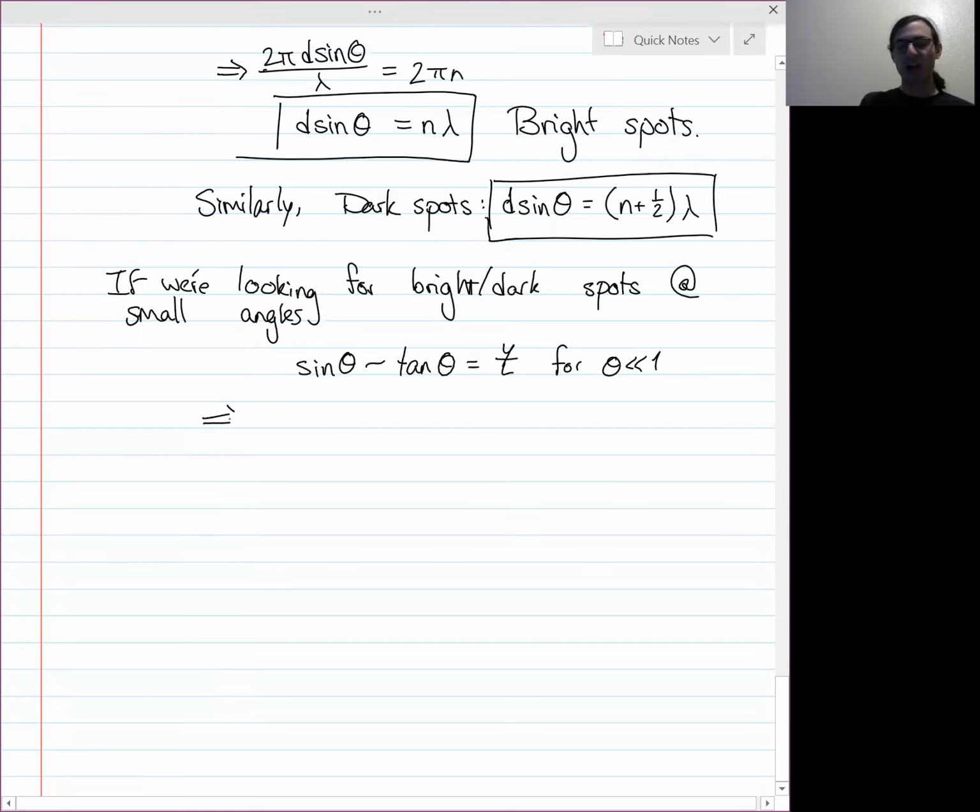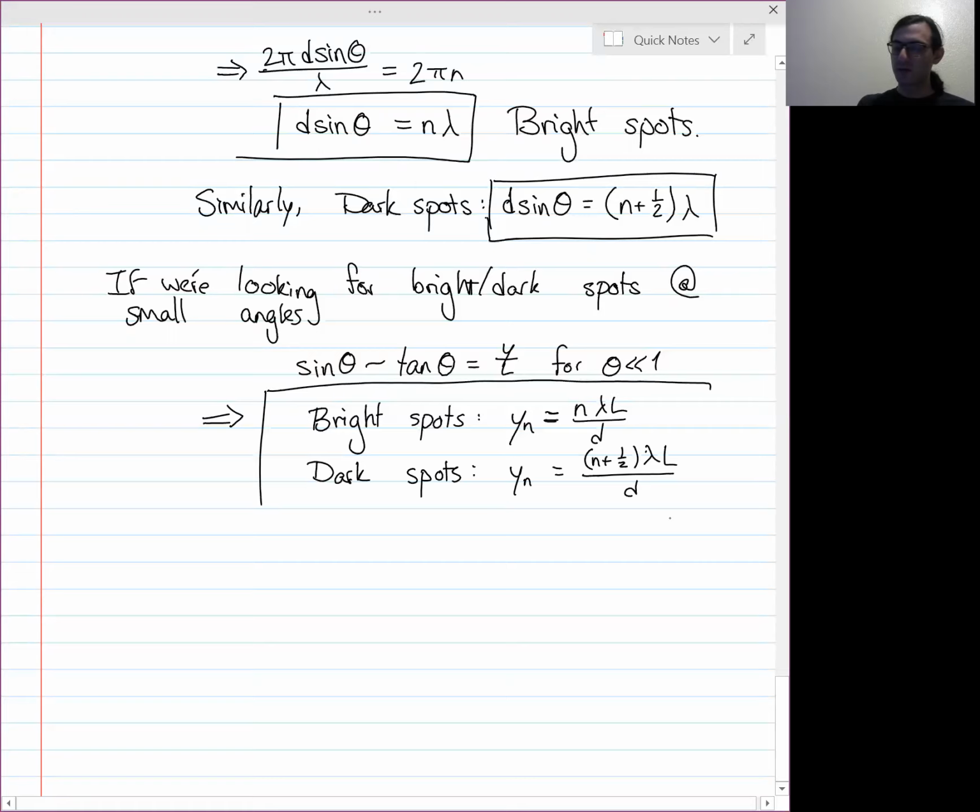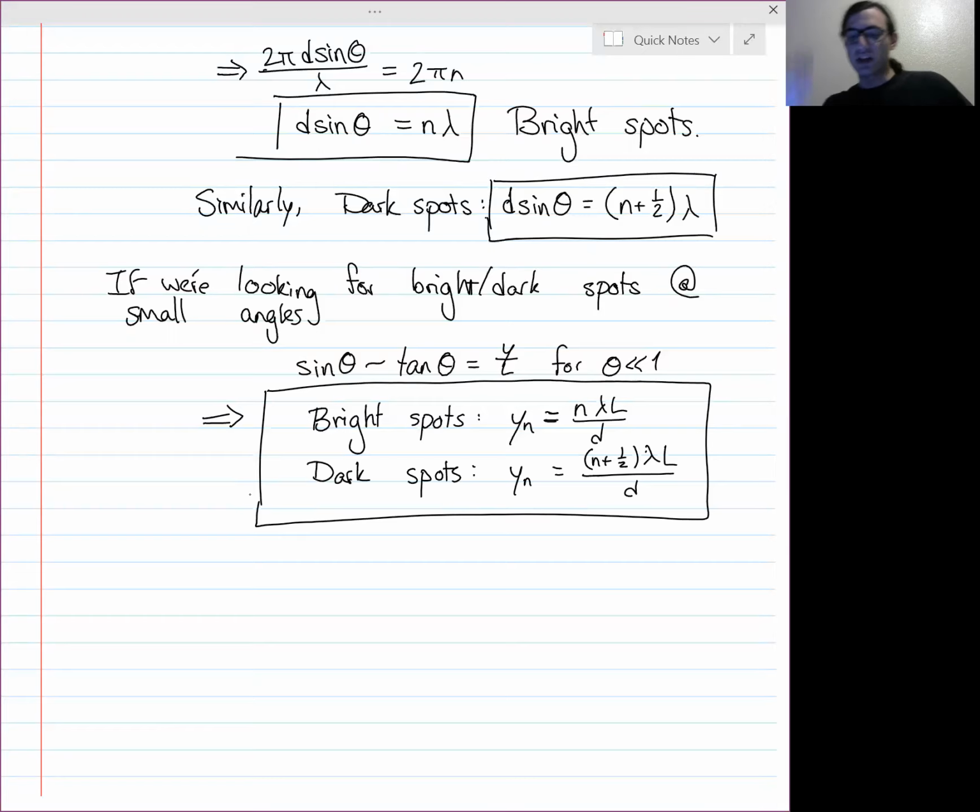So that allows us to simplify our bright spot or dark spot formulas. And again, this is only true for small angles. So the nth bright spot will occur when y sub n is equal to n lambda L over d. I just substituted in sine theta equals y over L and then solved for y. And the dark spots occur at position y sub n equals (n plus a half) lambda L over d. So in truth, actually, it's a tilde, it's approximately equal to, sorry.